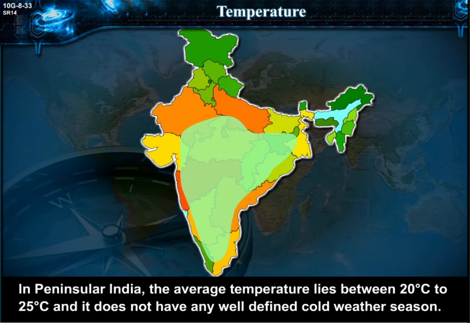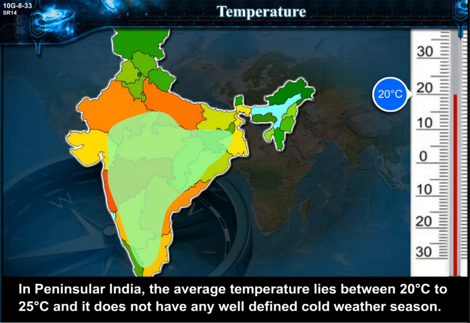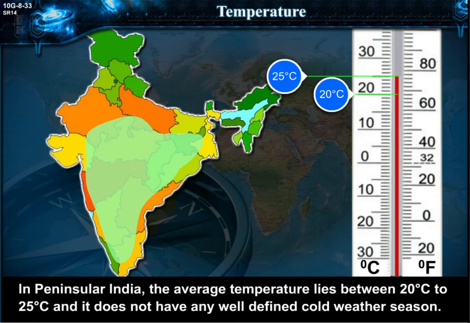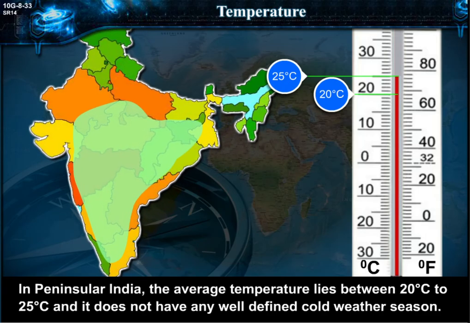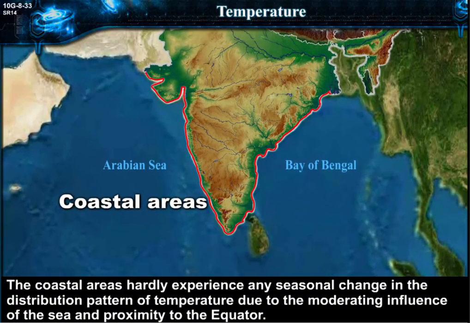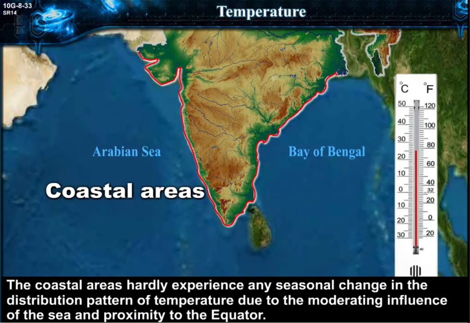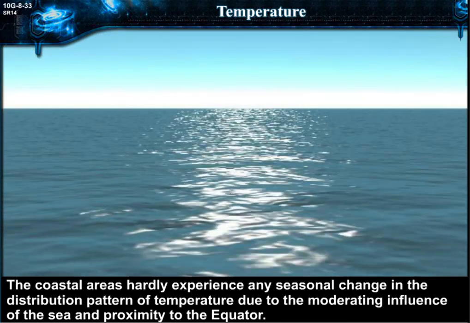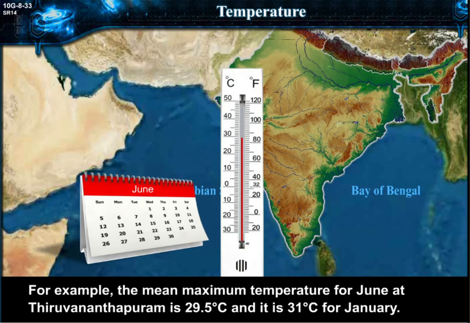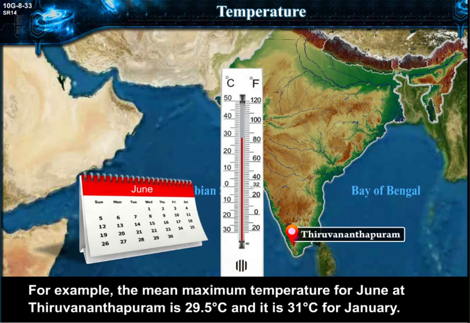In peninsular India, the average temperature lies between 20°C to 25°C, and it does not have any well-defined cold weather season. The coastal areas hardly experience any seasonal change in the distribution pattern of temperature due to the moderating influence of the sea and proximity to the equator. For example, the mean maximum temperature for June at Thiruvananthapuram is 29.5 degrees Celsius and it is 31 degrees Celsius for January.